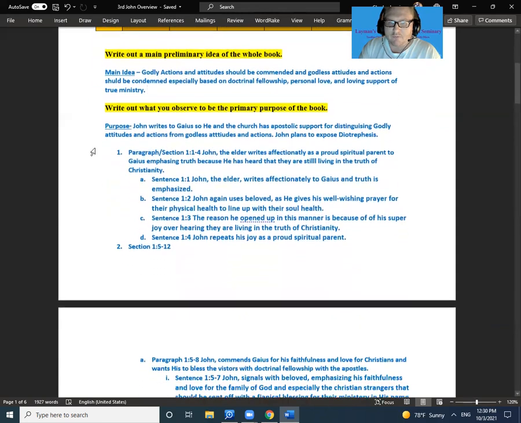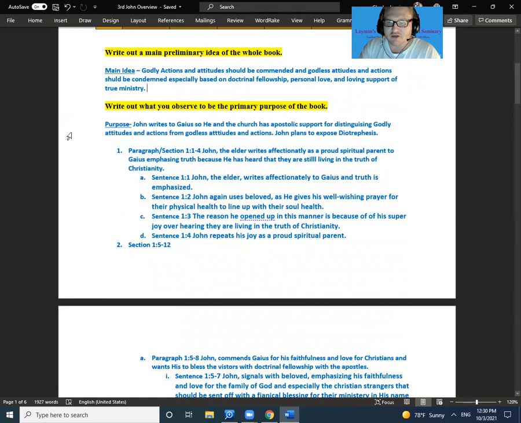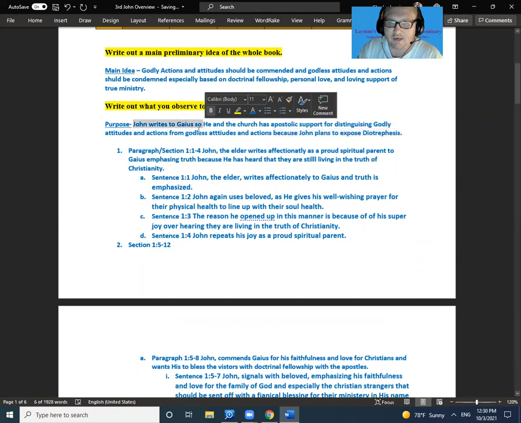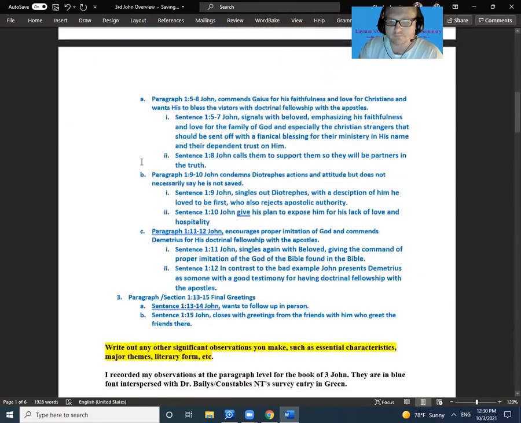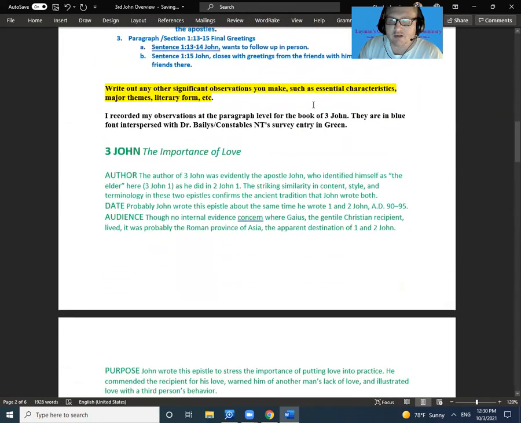And so my purpose from that is John writes to Gaius so he and the church have apostolic support for distinguishing godly attitudes and actions from godless attitudes and actions, because John plans to expose Diotrephes. I may even put a causal idea in there, because John plans to expose Diotrephes. And this may actually be better in the very beginning, and all this other stuff is the means by which he does that. So, write out any significant observations you make, such as essential characteristics, major themes, literary form, etc.